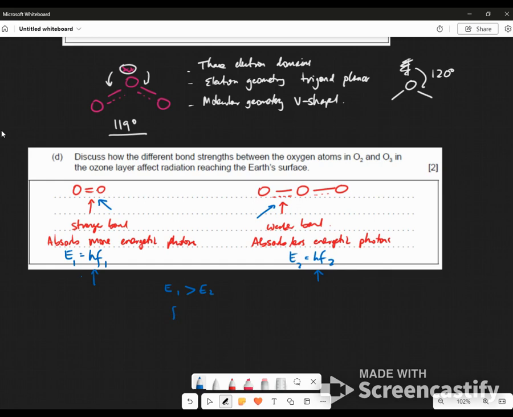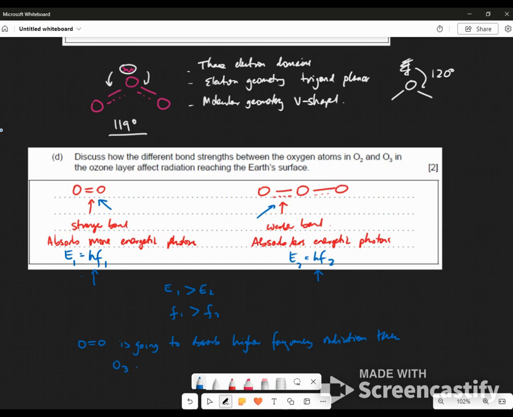So because of that, we can say the frequency is going to be greater in oxygen. So the oxygen is going to absorb photons of a higher frequency. So oxygen, by the bond strengths, is going to absorb higher frequency radiation than ozone, purely because oxygen has a stronger bond.